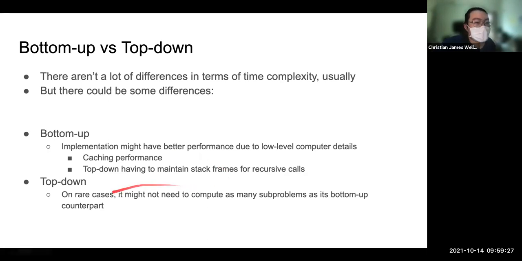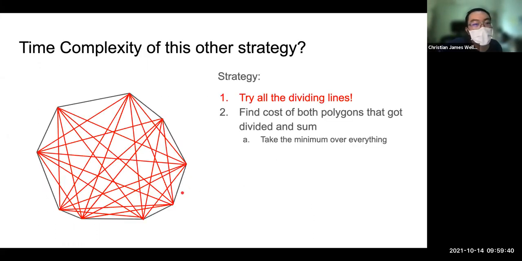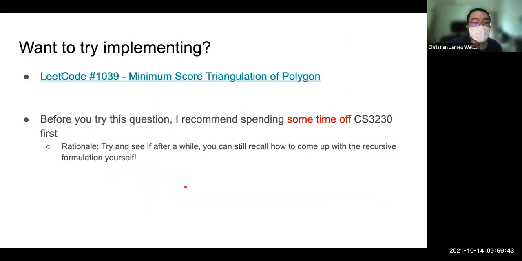In rare cases, the top-down approach can significantly skip many subproblems, so it actually performs better in an asymptotic sense. But this is very rare. So never mind this. If you want to try implementing this question, there's actually a LeetCode question for it. I tried it a few days ago, and the tutorial solution works, at least for me. But before you try this question, I recommend you forget about 3230 for a few hours and try to see if you can come up with the formulation yourself again before you answer this question.